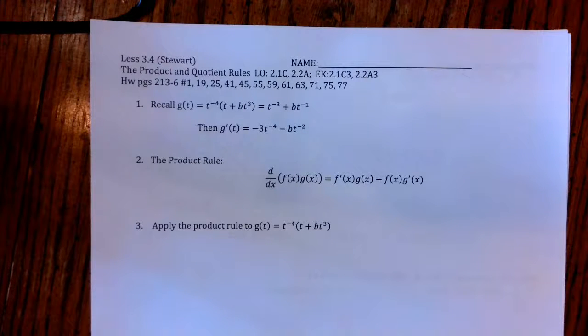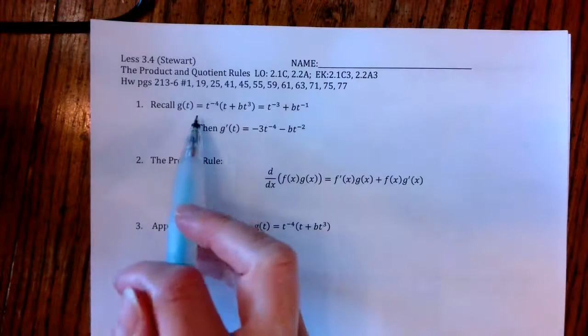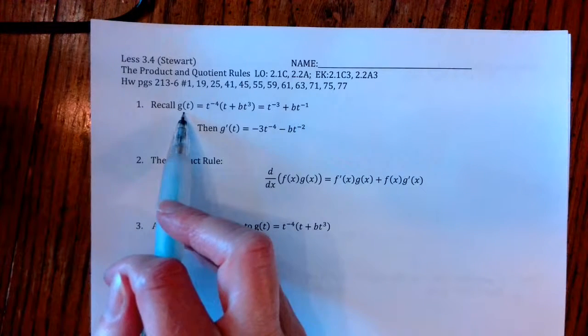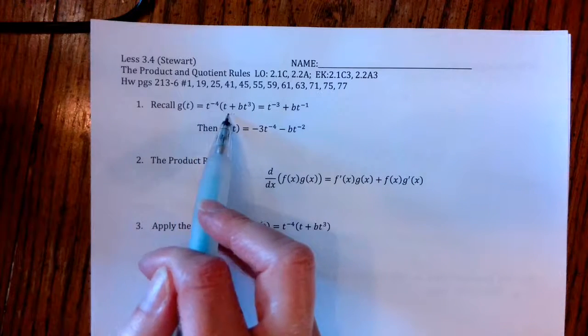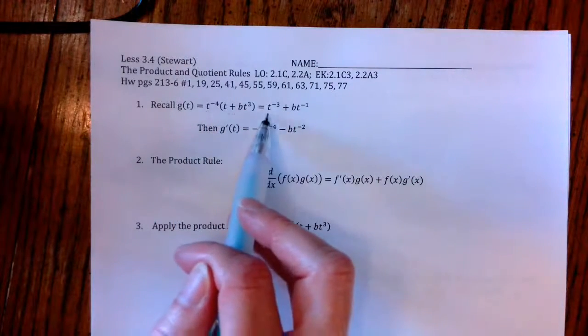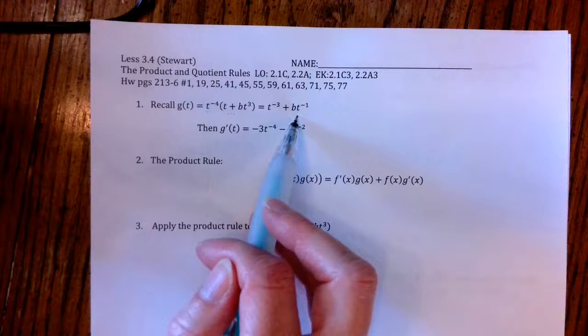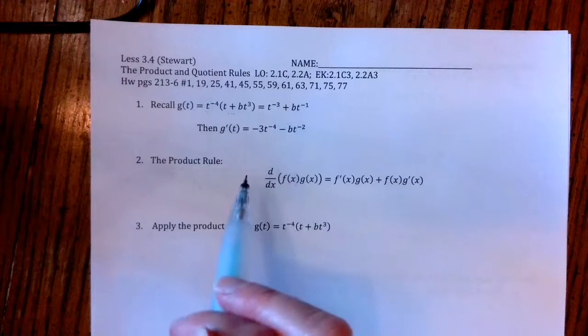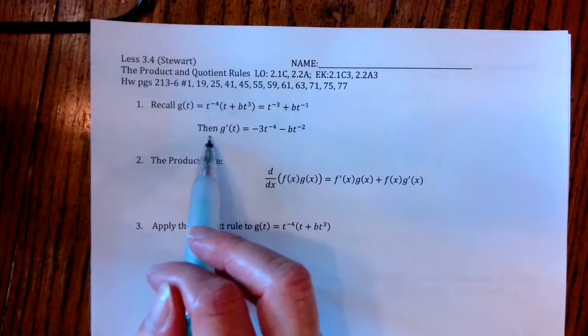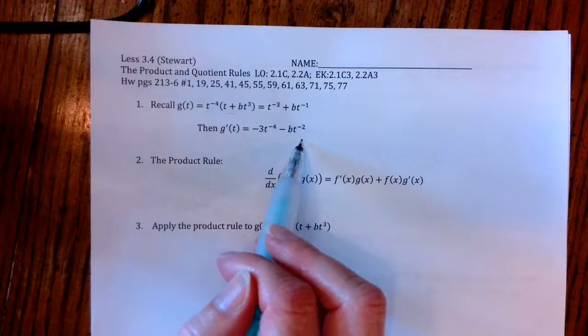Lesson 3.4, Product and Quotient Rules. Recalling from our past, if we have this function g of t, which is a product, I can easily multiply the two expressions together, get a single function in terms of t to be able to use the power rule and get g prime of t.